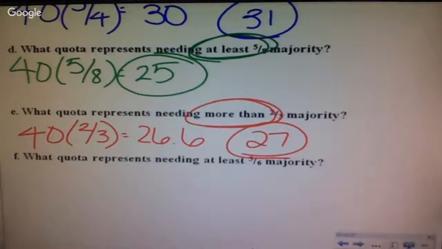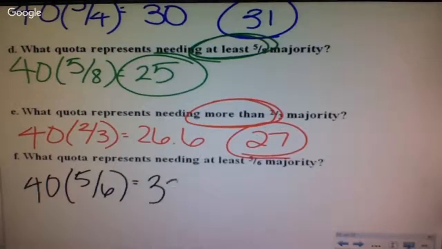Finally, what quota represents needing at least 5/6 majority? I need 5/6 first. What's 5/6 of 40? 33.3. Okay, at least. When it's a decimal, we can't have a quota that's a decimal. It has to be a whole number. So it's 34, because 33 is less than 33.3. That's not at least. So this one has to round up.